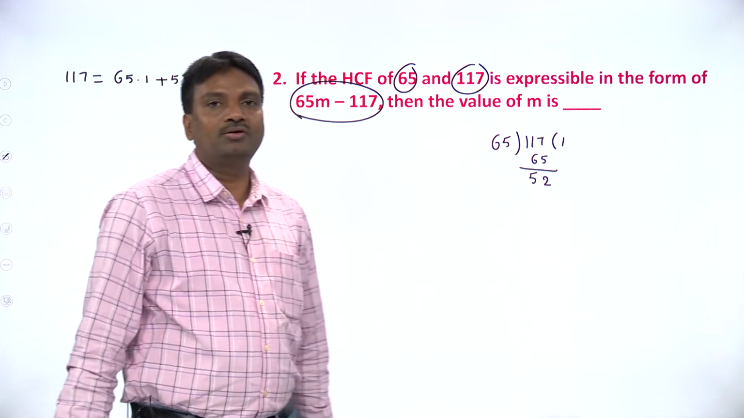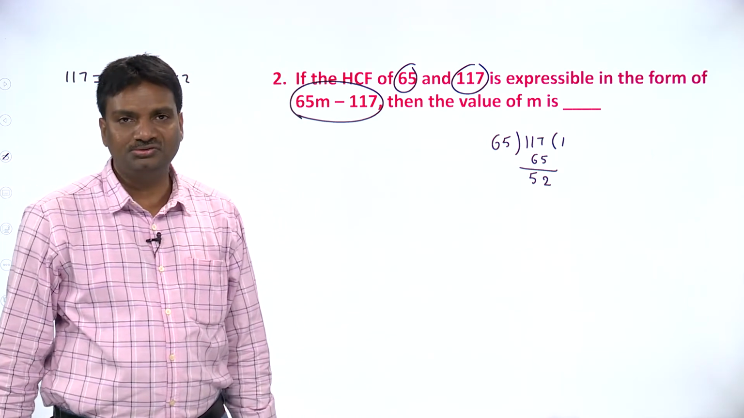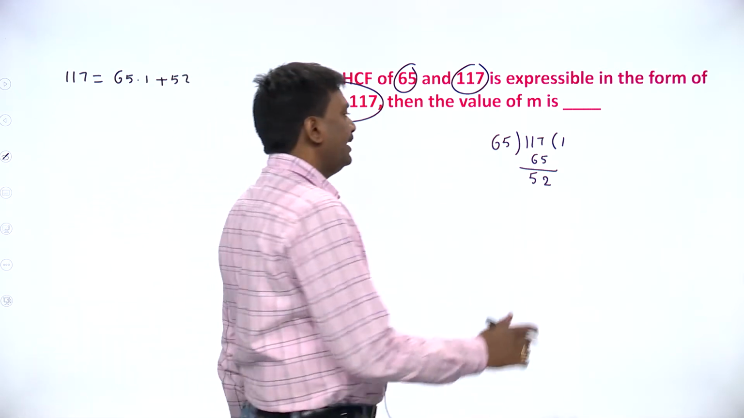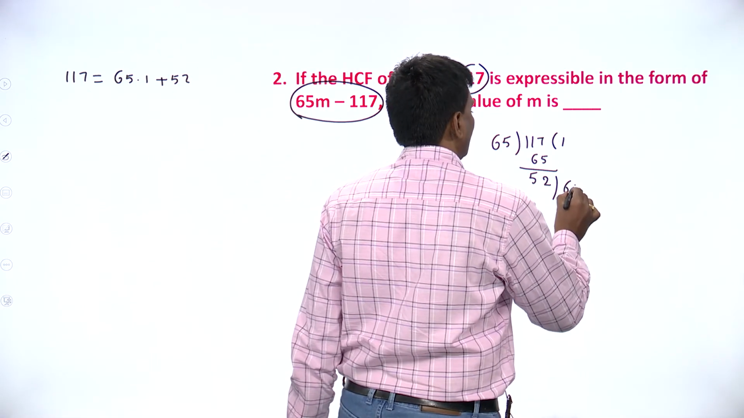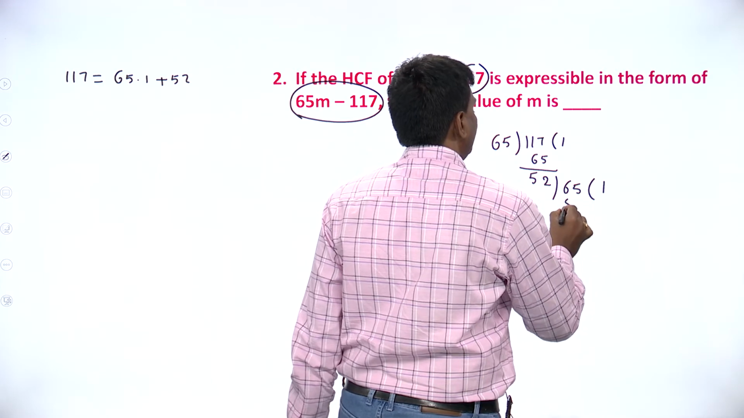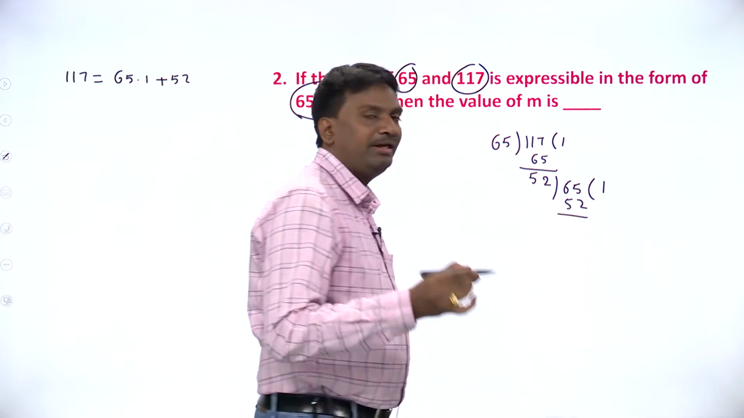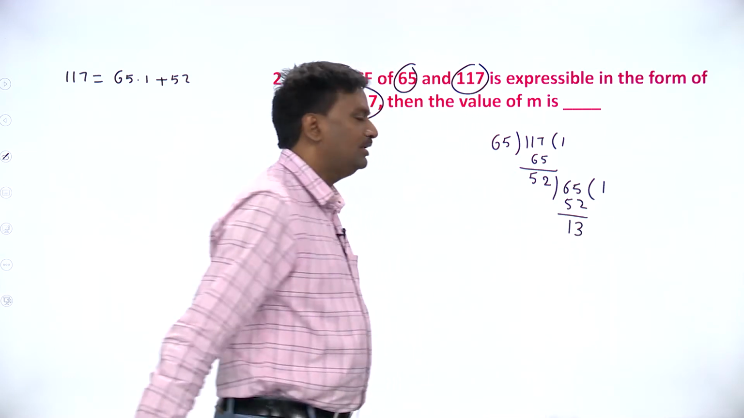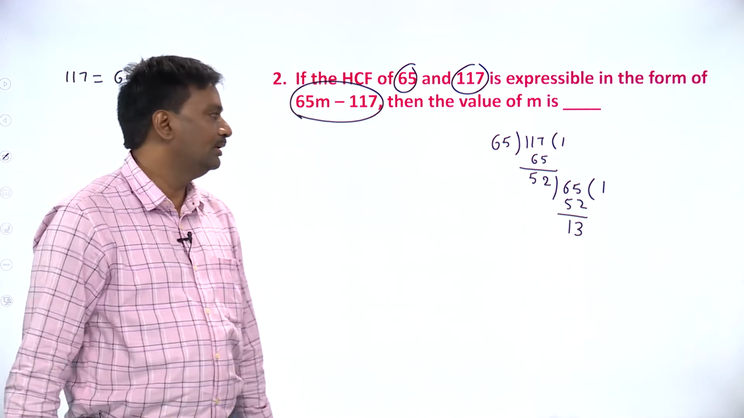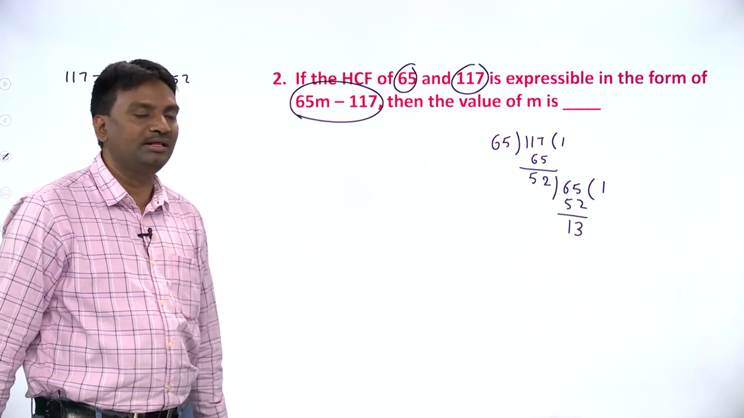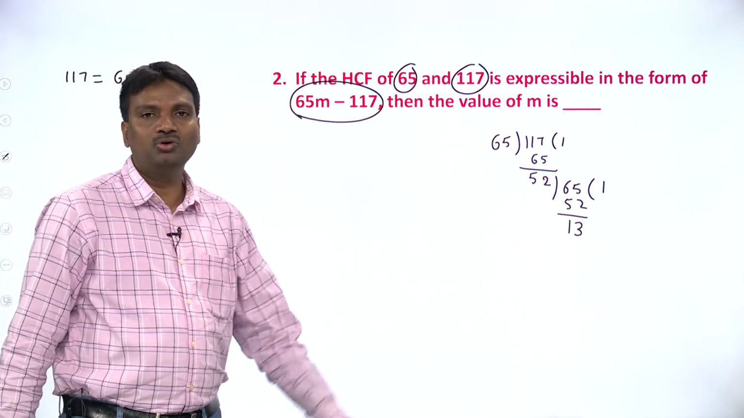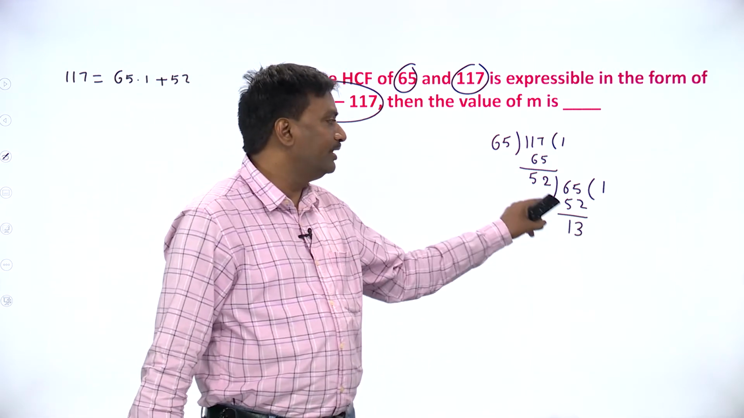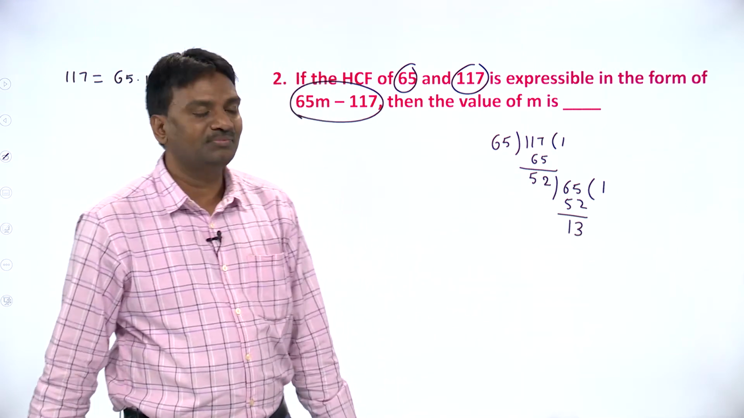Since we have not gotten the remainder as 0, we have to divide the divisor 65 by the remainder 52. 52 ones are 52, 65 minus 52: 5 minus 2 is 3, 6 minus 5 is 1, so 65 minus 52 is 13. Here also we have not gotten the remainder as 0, so we have to divide 52 by the remainder 13.